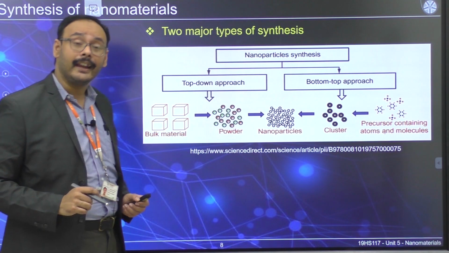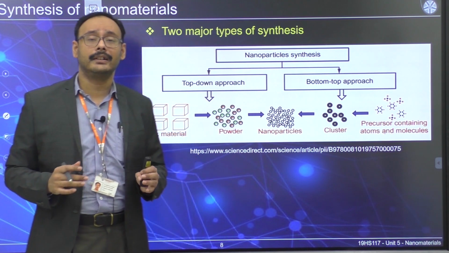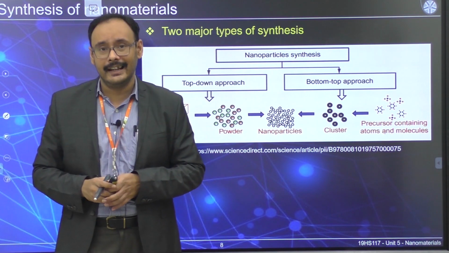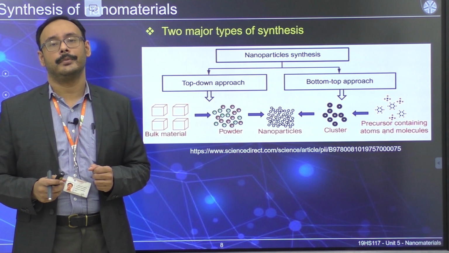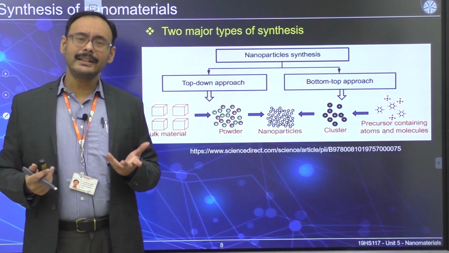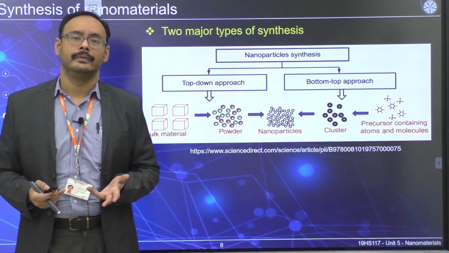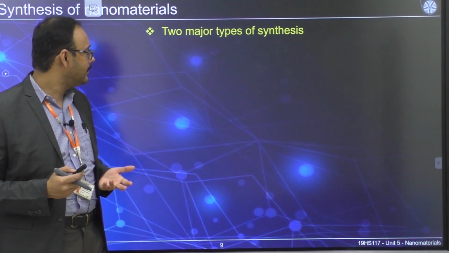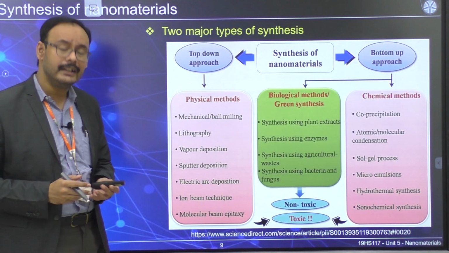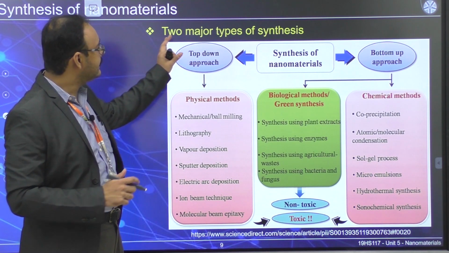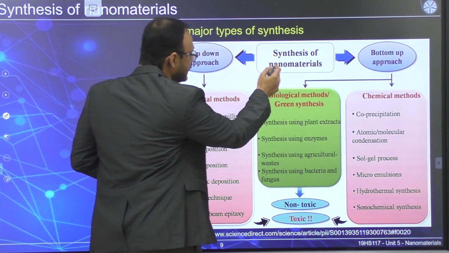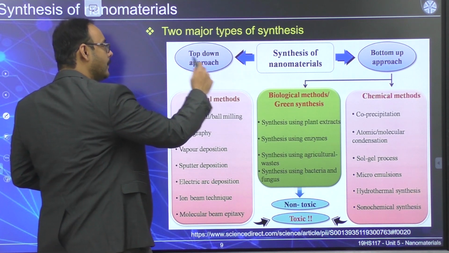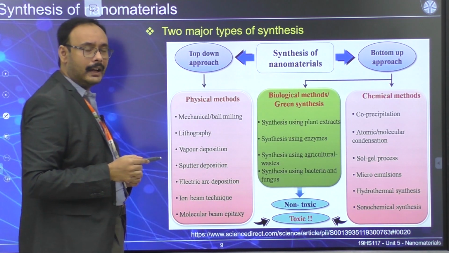So what's next? Till now I have talked about a general idea of the top down and bottom up approach, right? But what are the methods that you can use? What are the ways you can synthesize nanomaterial? That's very important, and we really need to know about that. As I said, I only discussed this top part. Synthesis of nanomaterials can be classified as top down or bottom up, right?